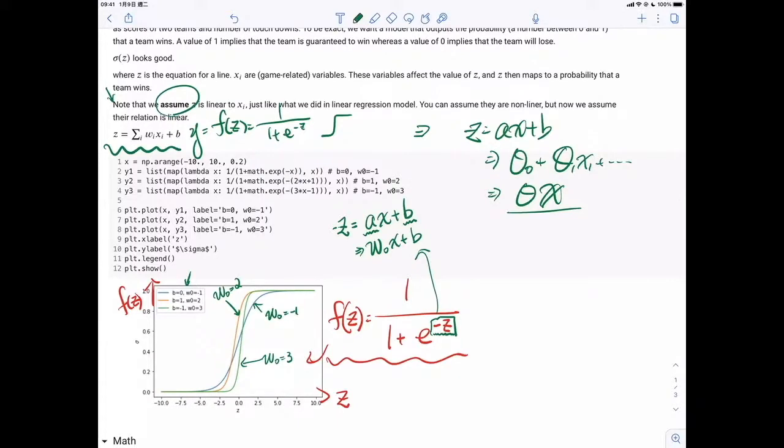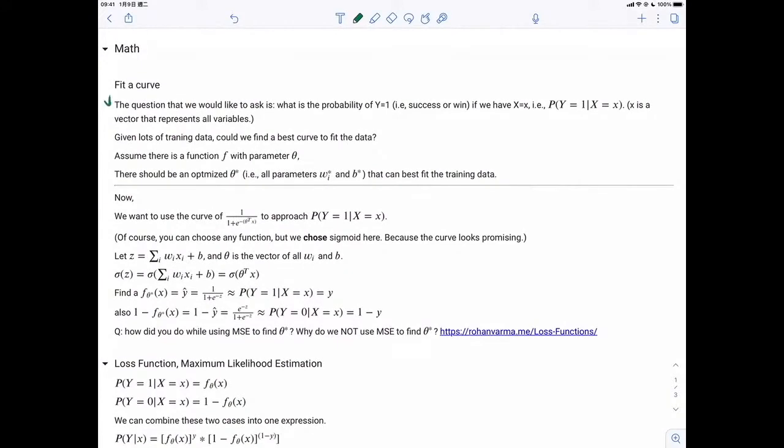So we'd like to find what is the best parameter of a star, b star. Try to fit the curve. The question that we'd like to ask is, what is the possibility of y equals to 1, which means win, if we have x equals to x, which I mentioned before, right? And the x, the current of the x can be a single variable like score, or can be multiple variables like score, touchdown you have done, how many yards you run, something like that. There could be a lot of different features. We simply just use a big X to represent all the features. Okay.